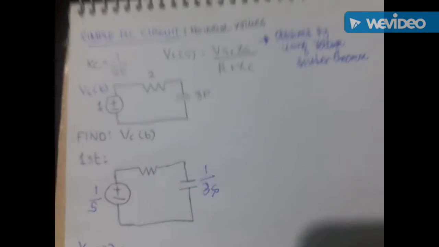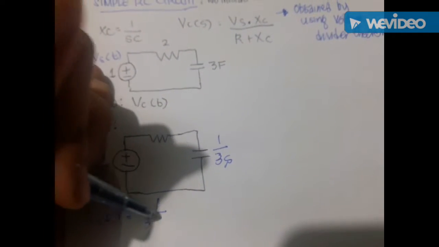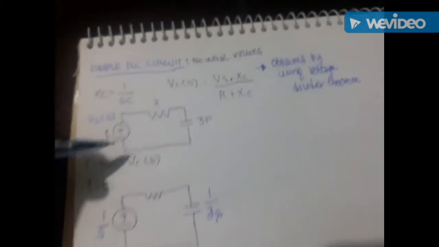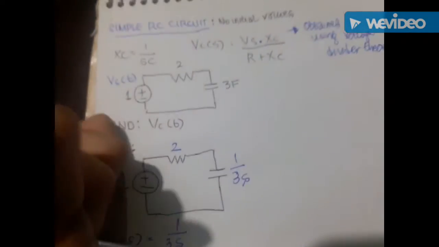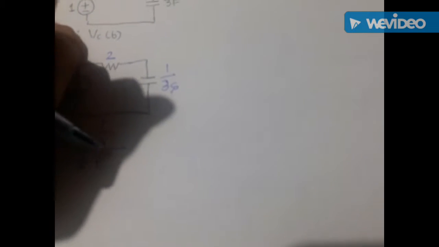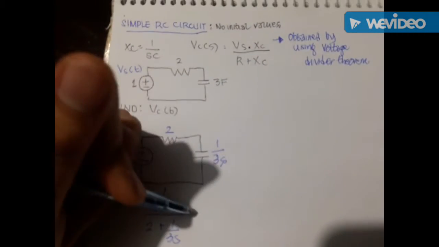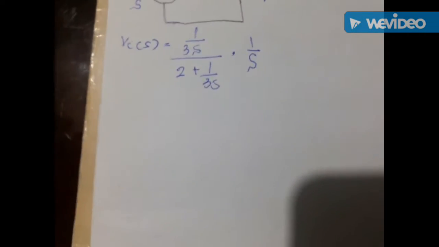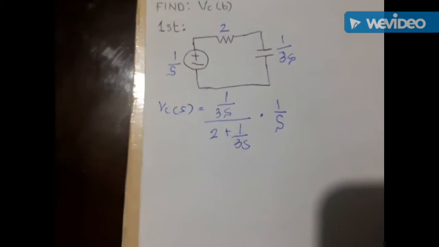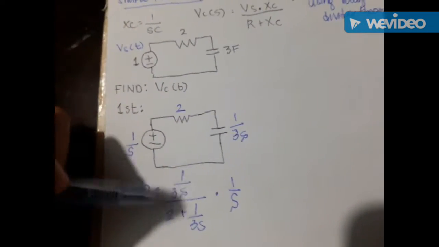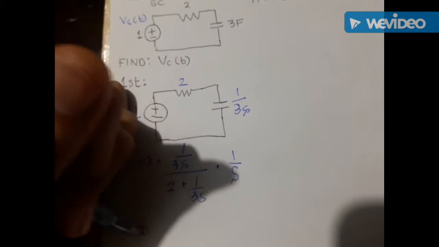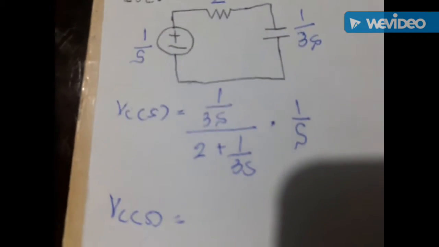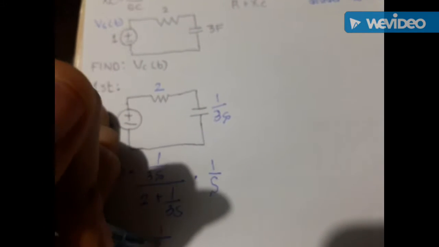So plugging in the values, we can rewrite this as 1 over 3s over, since the resistor value is 2 ohms, 2 plus 1 over 3s, times the voltage source, which is 1 over s. After that, we can simplify this equation to a more simplified answer. We can just multiply 3s over 3s to cancel the denominator.